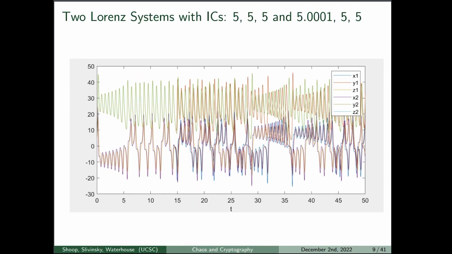This is a plot of the trajectories of the components of the two systems over time. For small values of t between 0 and 15, we can see that the components of the two systems are almost equal to each other and indiscernible. And then after t equals 15, the two systems diverge, and we can see that clearly two systems are being plotted. And this is an example of sensitive dependence on initial conditions.